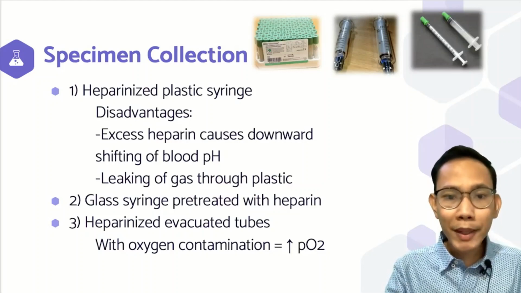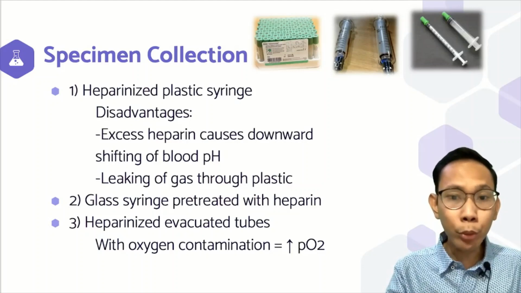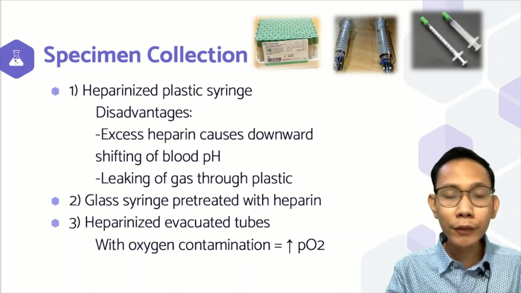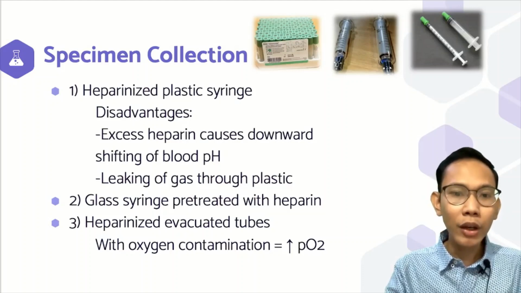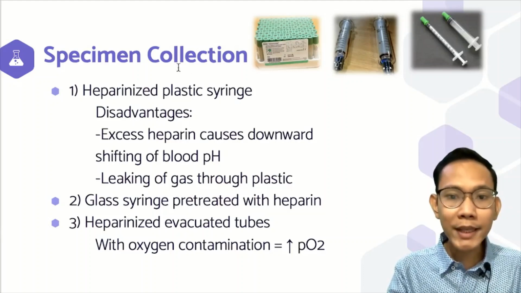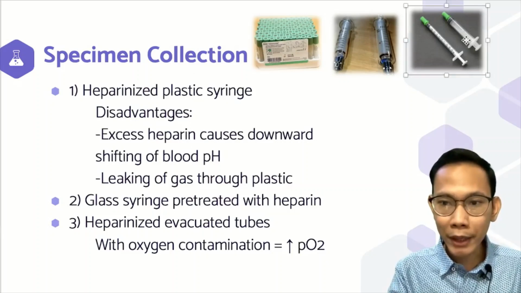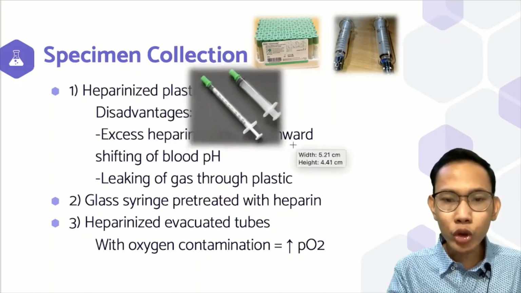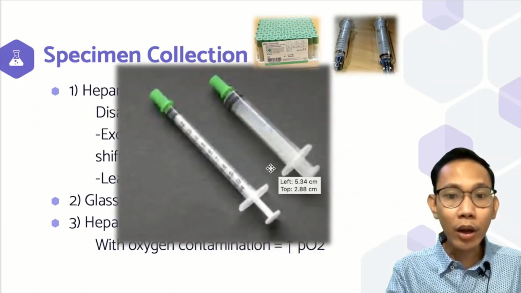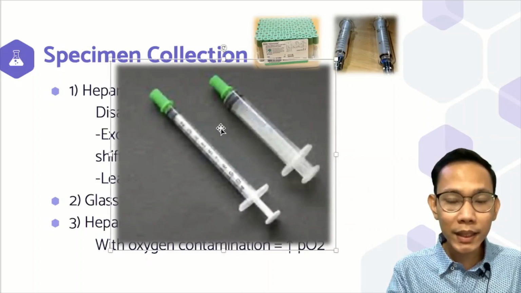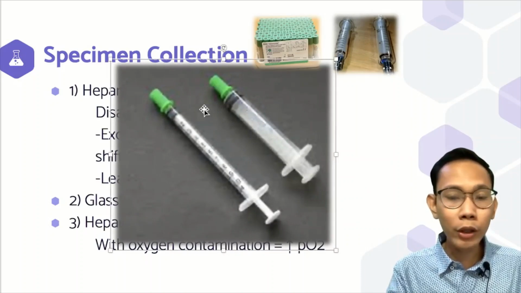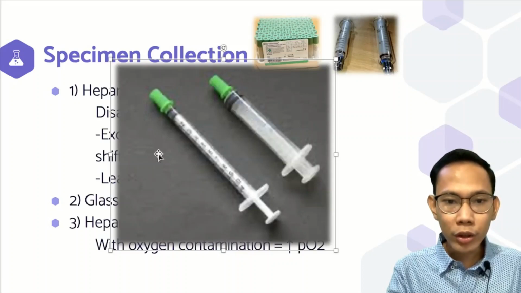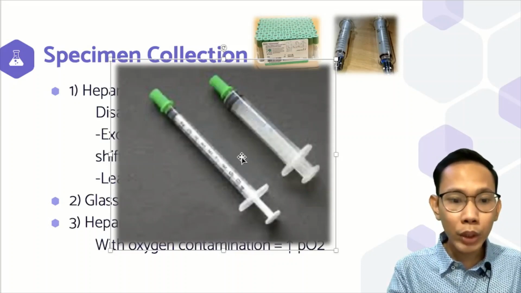So in terms of the specimen collection, we have an appropriate collection method for our ABG sample. You can use your heparinized plastic syringe. This is your heparinized plastic syringe. This is usually what we see in the hospital. Usually a 1cc syringe, usually 2 ml or less. This is the most common that we see, and this is actually pre-treated with your heparin.